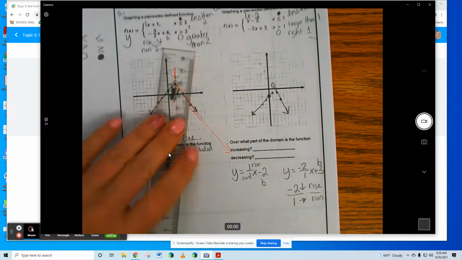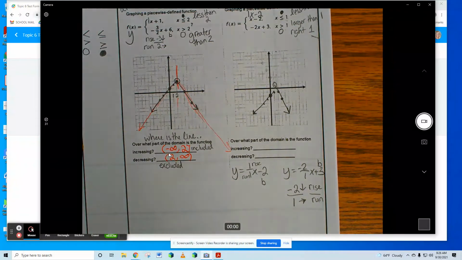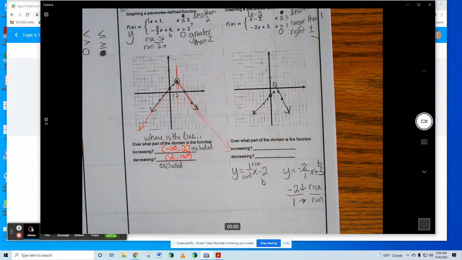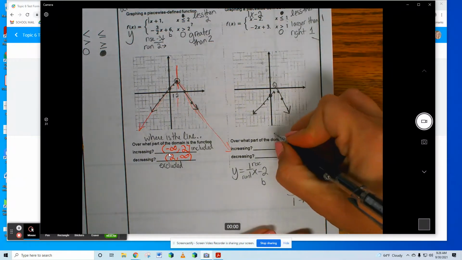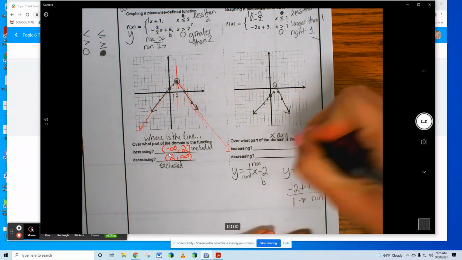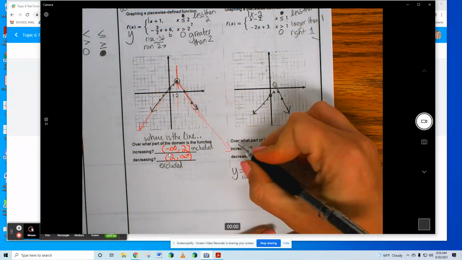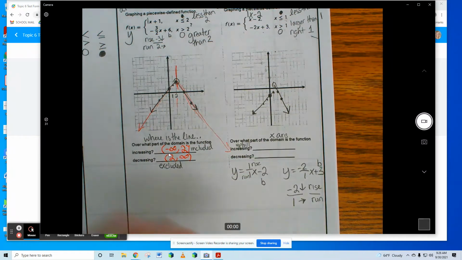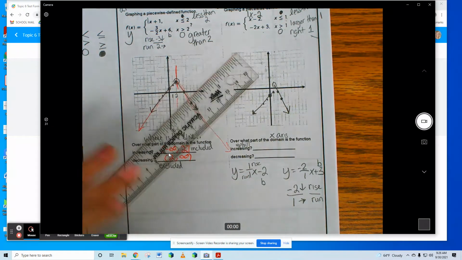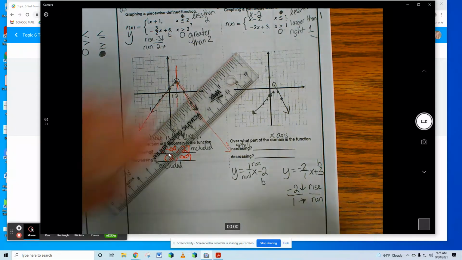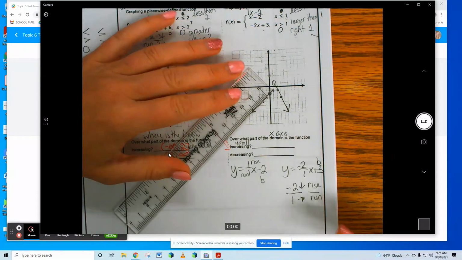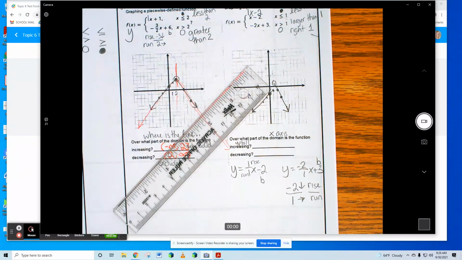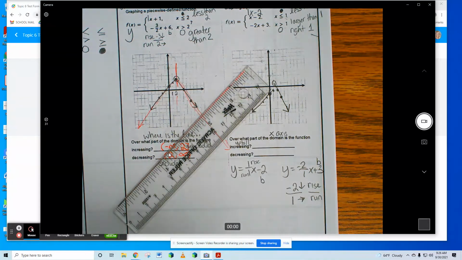Okay, so that's that one. And it says, over what part of the domain, well, that means my x-axis, where is my function increasing? Where is my line going uphill? Check this out. My line is going uphill right here, where my ruler is. That's the only place I have an uphill portion. Do you see how it's uphill? Because the line's going up.